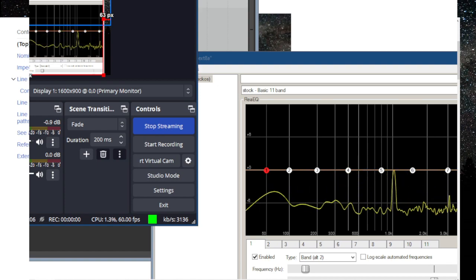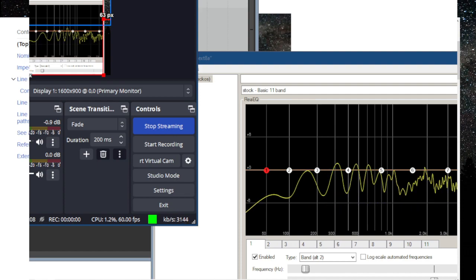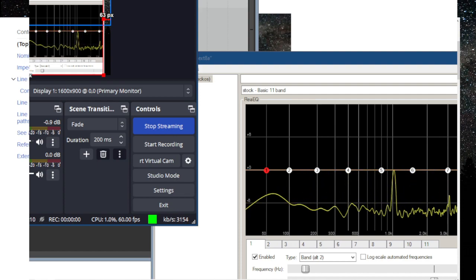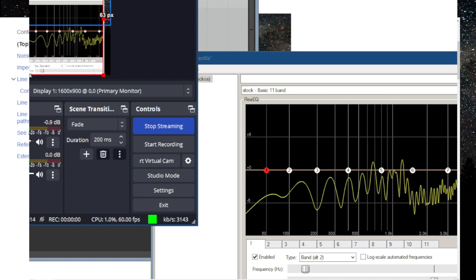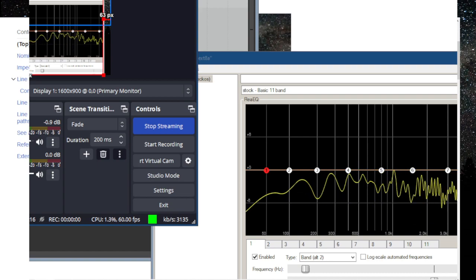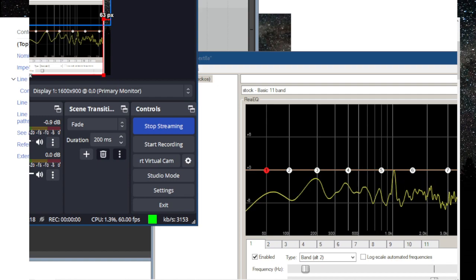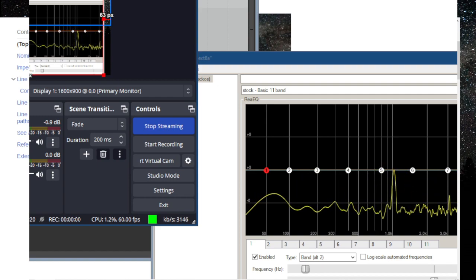So anyway, it tells me that my equipment is pretty good. There's no extraneous sounds coming from the equipment to the computer. That's all good.